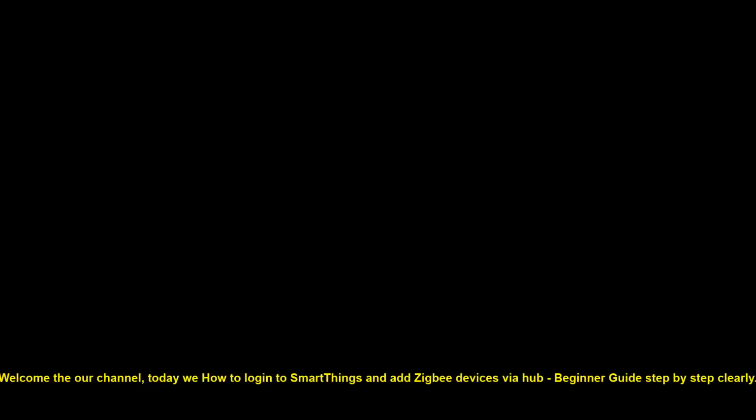by step clearly. To begin, ensure your SmartThings Hub is set up and powered on. Open the SmartThings app on your mobile device. If you are not already logged in, enter your Samsung account credentials. Select Login to access your SmartThings account.